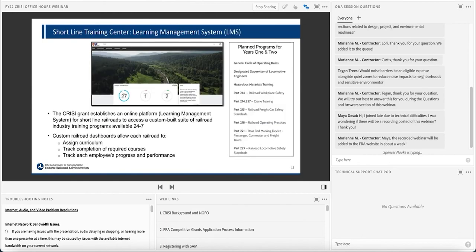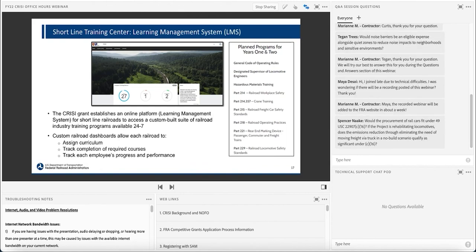With FRA grant funding, Iowa Northern and the association have developed an online platform or learning management system with interactive coursework and assessment materials that are available 24/7. The platform is customized for each participating railroad to provide the course content selected by the railroad for its employee workforce development and to meet its regulatory training requirements. Railroads can assign curriculum, track completion of courses, and track employee progress and performance, all within the system. The online learning management system launched in August, and new material is being added on a regular basis.